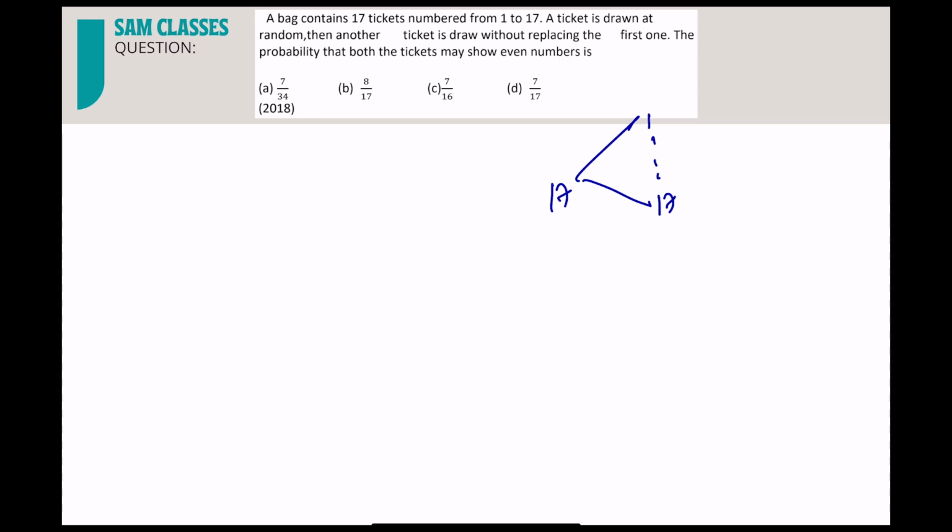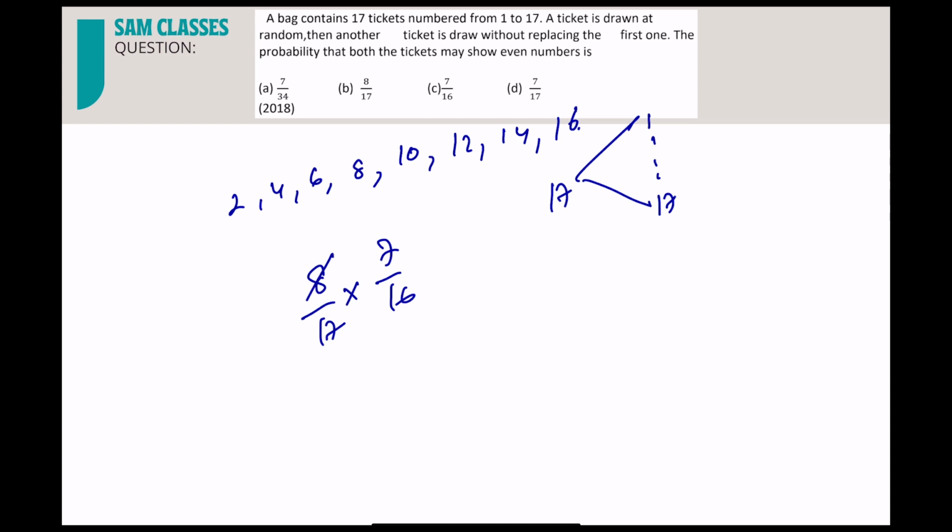So how many even numbers we have? Check it. 2, 4, 6, 8. How many? Do it. 10, 12, 14, 16. Correct. 8. So 8 by 17 in the first case. Now you have already taken out 1. So second will be what? 7 by 16. That's it. So 8 ones are 8, twos are 7 by 34. First option. See, very simple.